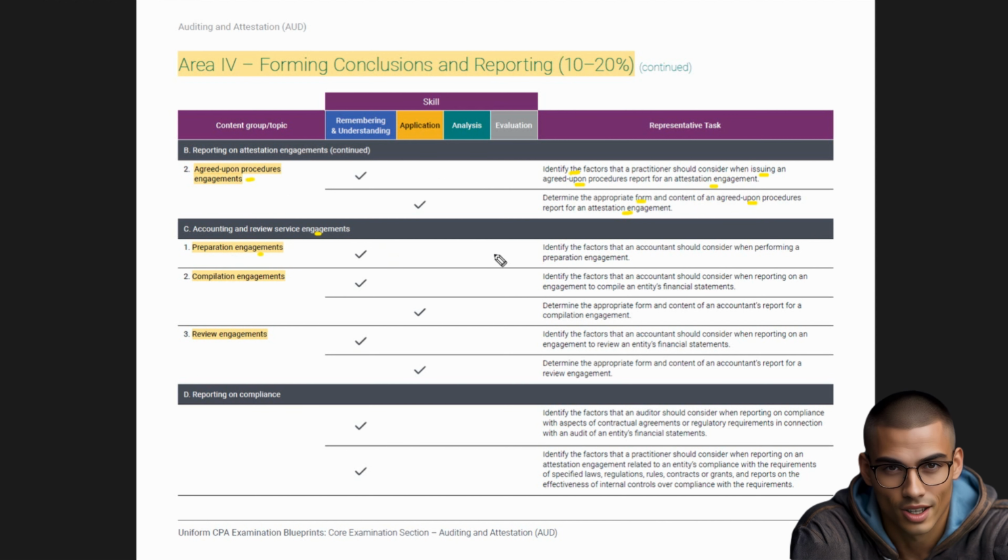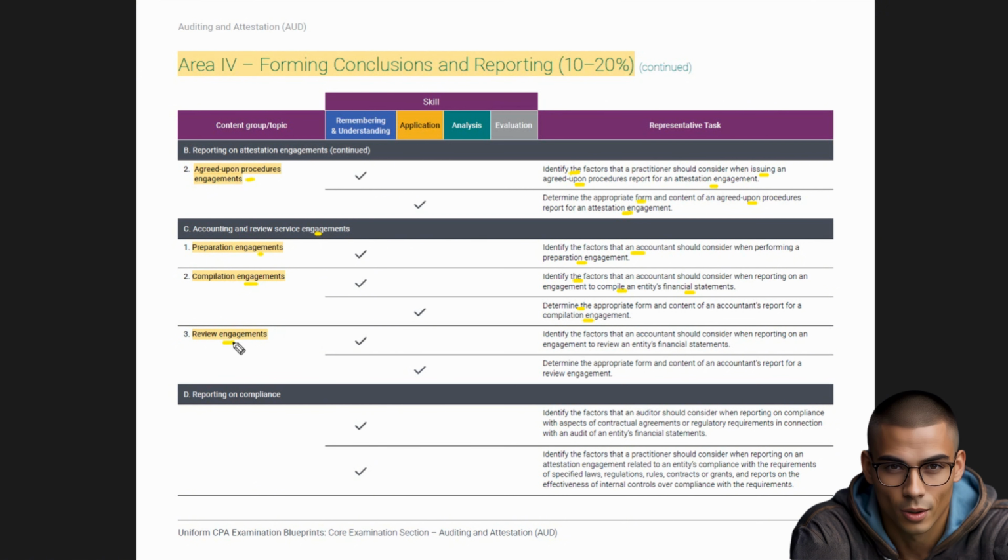Firstly, we have preparation engagements, where you'll need to be able to identify the factors that an accountant should consider when performing a preparation engagement. We have compilation engagements, where you'll need to be able to identify the factors that an accountant should consider when reporting on an engagement to compile an entity's financial statements. And you'll need to be able to determine the appropriate form and content of an accountant's report for a compilation engagement.